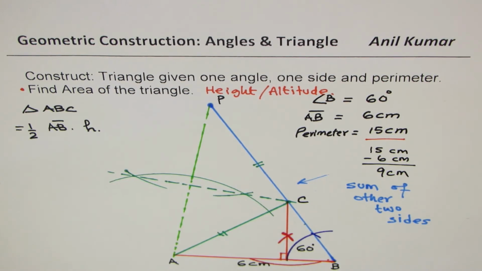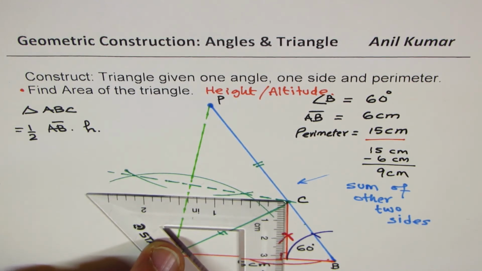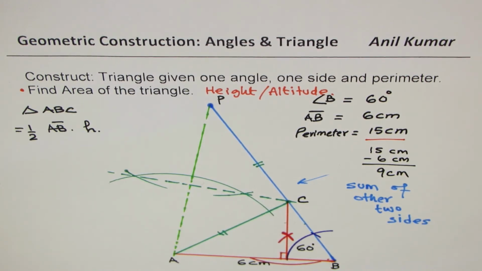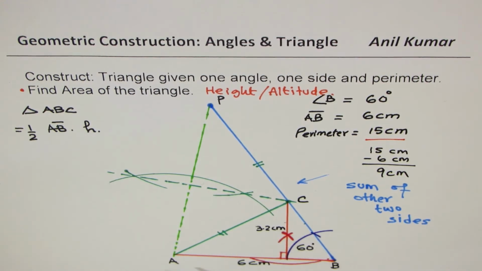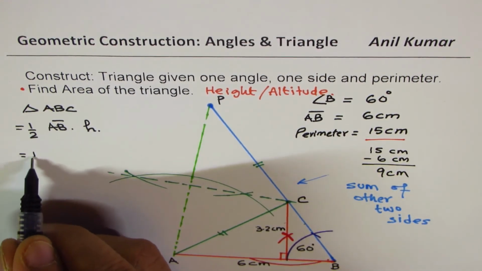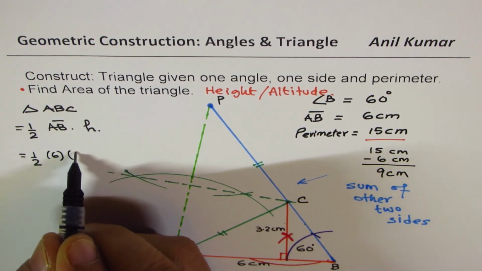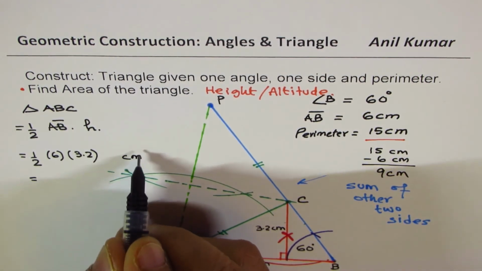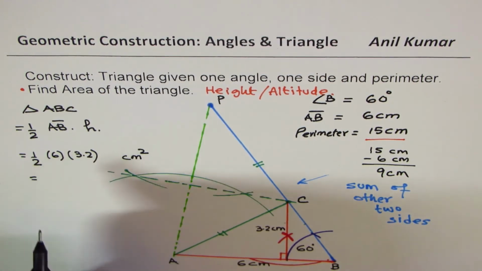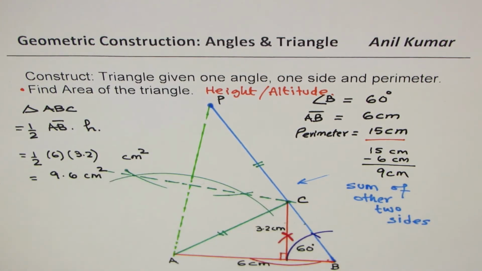The height can be measured. So we can measure this height. So it is 3.2, right? So let's say the height is 3.2 centimeters. So this height is measured to be 3.2 centimeters. So we can use the values given to us. Half of 6 times 3.2 is the answer in centimeters square. So it is 3 times 3.2, which is 9.6 centimeter square.